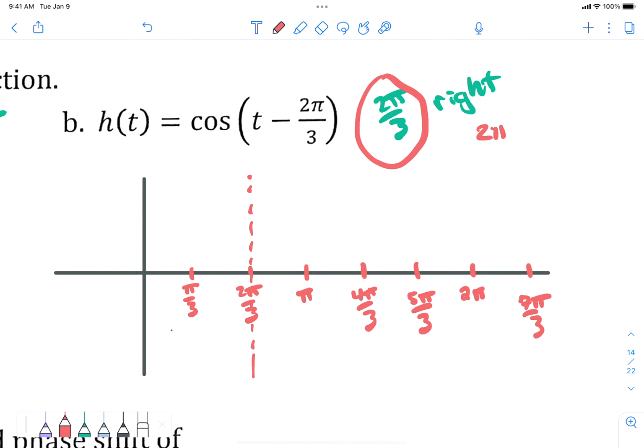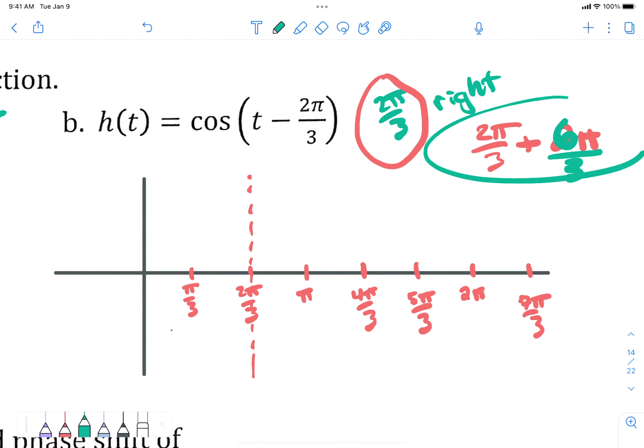2 pi over 3. If I add 2 pi to that, 8 pi over 3. That's where we're going to end, right? Does that make sense? This is where we're going to end at. Okay? Do we have questions about that? Where you're starting, where you're ending. Add 2 pi to where you're starting, and then that's where you're ending.